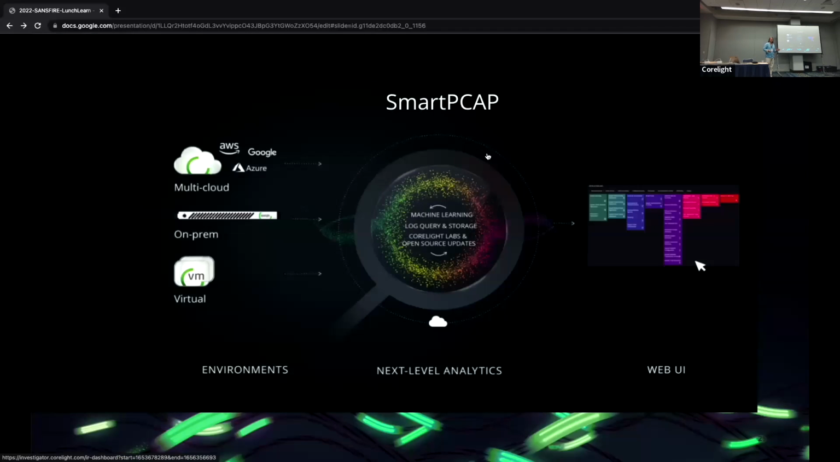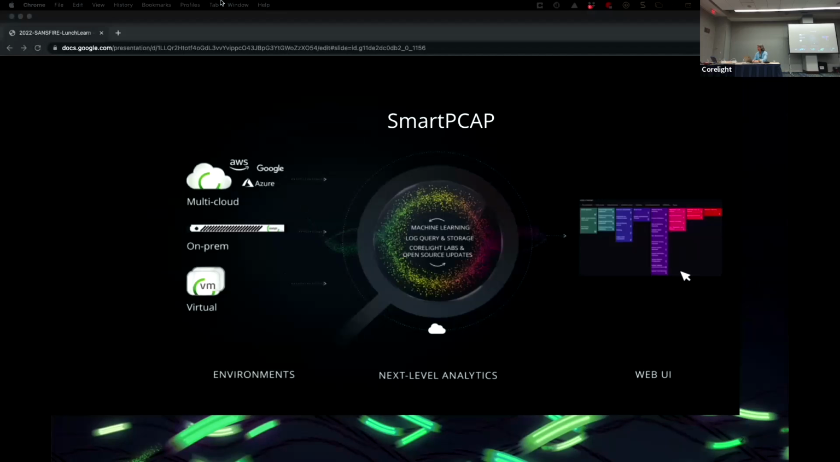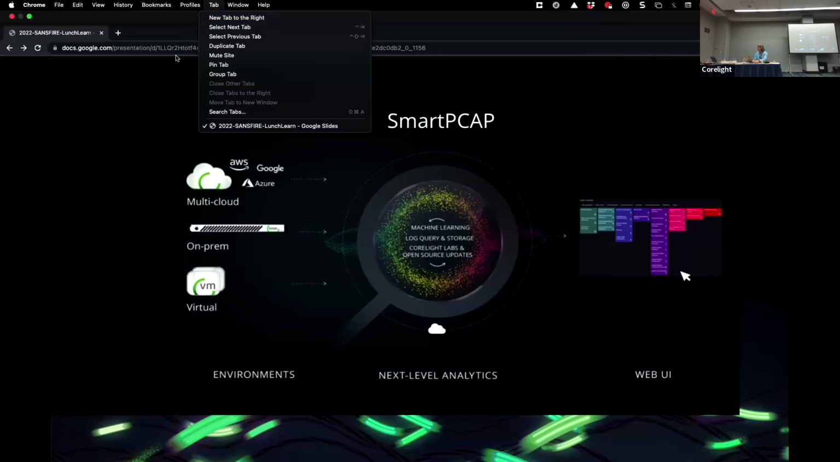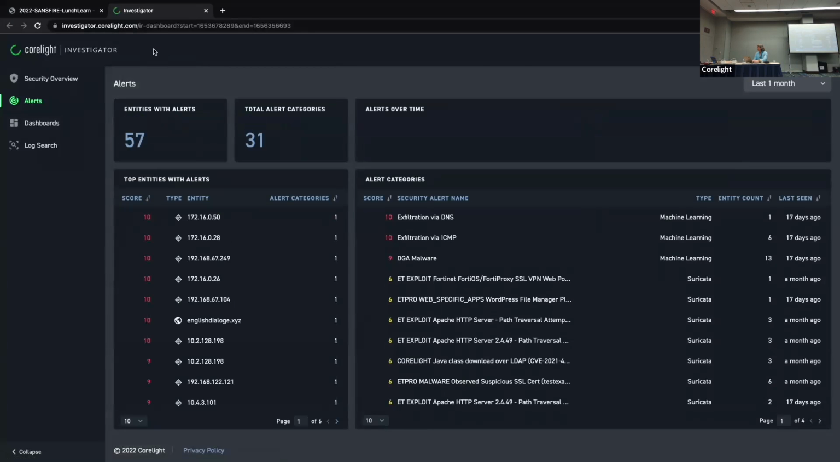Does anybody have any questions so far before I sign in? I may do a quick demonstration with Corelight on our smart PCAP with Investigator. It's a little slow to respond. Give me a second. Okay.